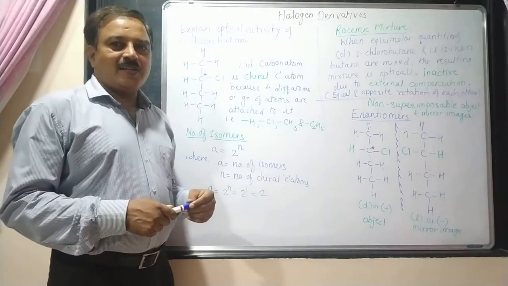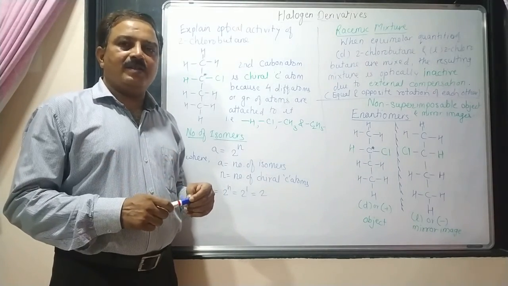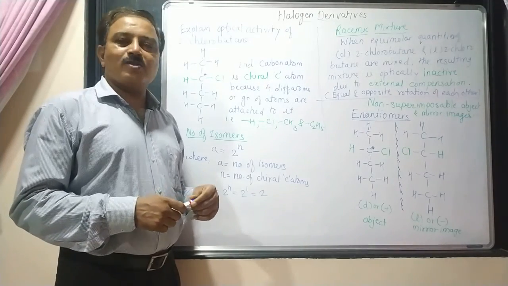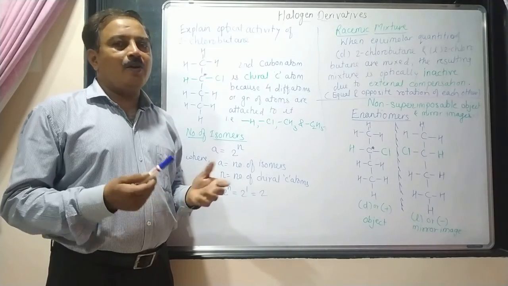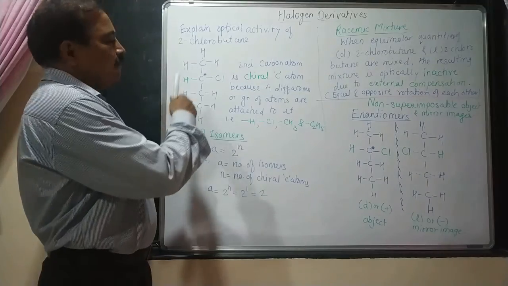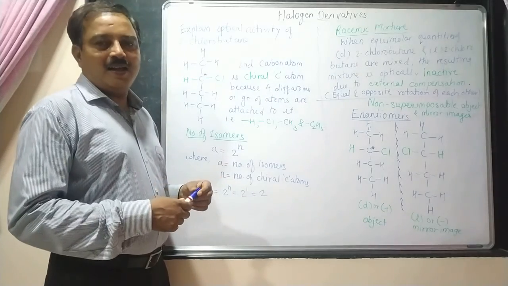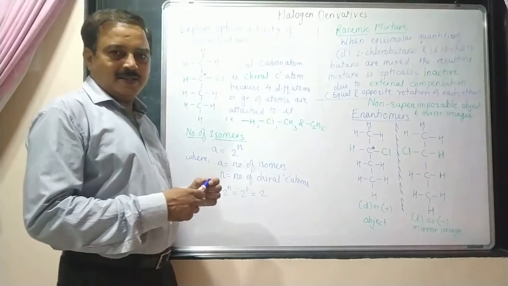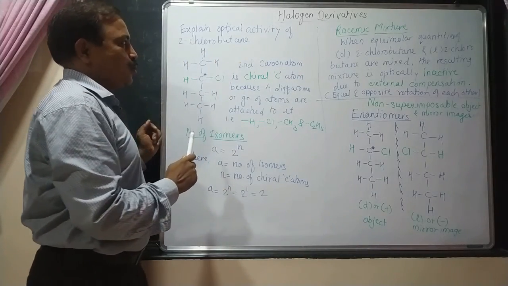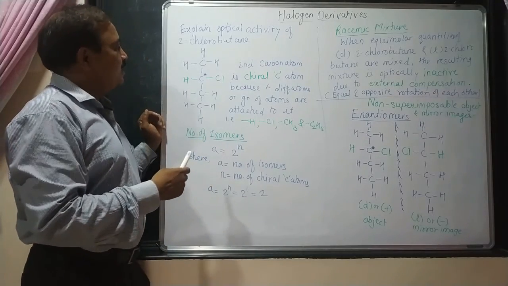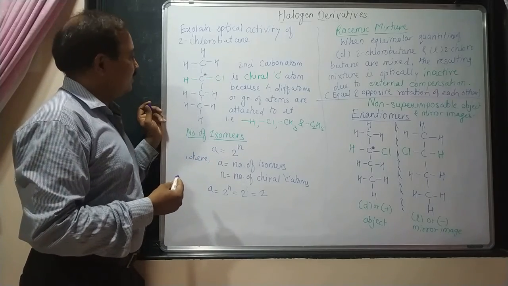Now let us try to understand, as far as your board examination is concerned, what type of question can be asked in the examination. A 4 marks question can be asked, that is, explain the optical activity of 2-chlorobutane or lactic acid. Here we are going to study the optical activity of 2-chlorobutane for 4 marks, and how the marking system will be. Suppose a question like this is asked in the board examination, how you have to represent it in your paper, let us try to understand.